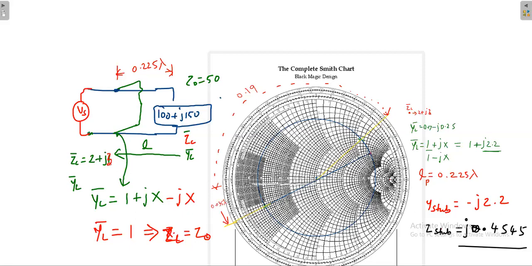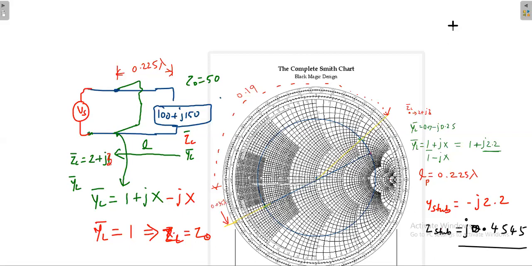Then what is beta L? And then from beta L you can calculate the length. That is again, beta you can replace by 2 pi by lambda. Then you will get the length of the stub. But from the Smith chart, how to draw? Okay, I have to introduce the stub, and the stub has to give the impedance of this value.